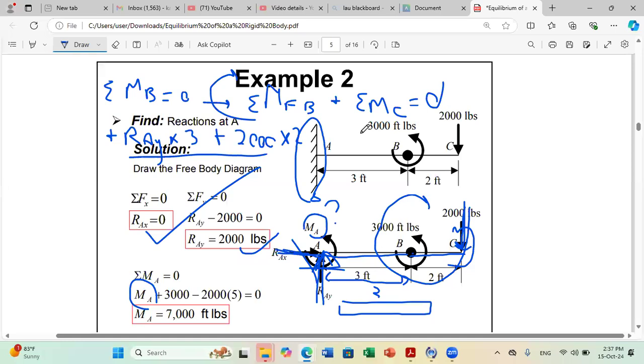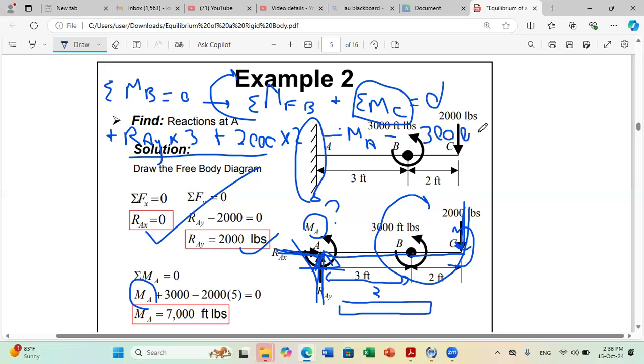I still need to consider couples. I have 2 couple moments here, MA and this couple here. As I told you, I don't care for the location of the couples. Wherever my couples are, it doesn't matter, because if I displace them, nothing will change. So I need to consider MA and the other couple. Since MA is counterclockwise and the positive direction is clockwise, I put minus MA. And since this couple is counterclockwise and my positive direction is clockwise, I put minus 3000, equal to 0.